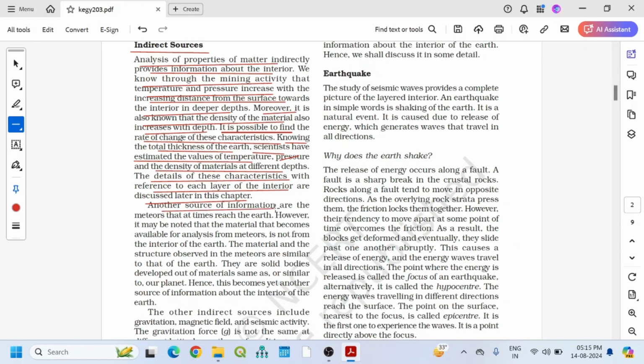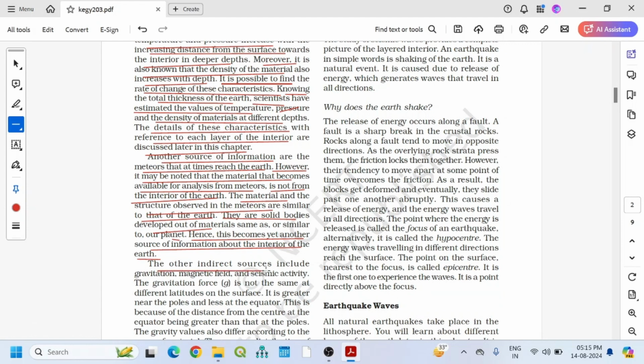Another source of information are the meteors that at times reach the earth. However, it may be noted that the materials that become available for analysis from meteors are not from the interior of the earth. The materials and the structure observed in the meteors are similar to that of the earth. They are solid bodies developed out of materials same as or similar to our planet. Hence, this becomes yet another source of information about the interior of the Earth.